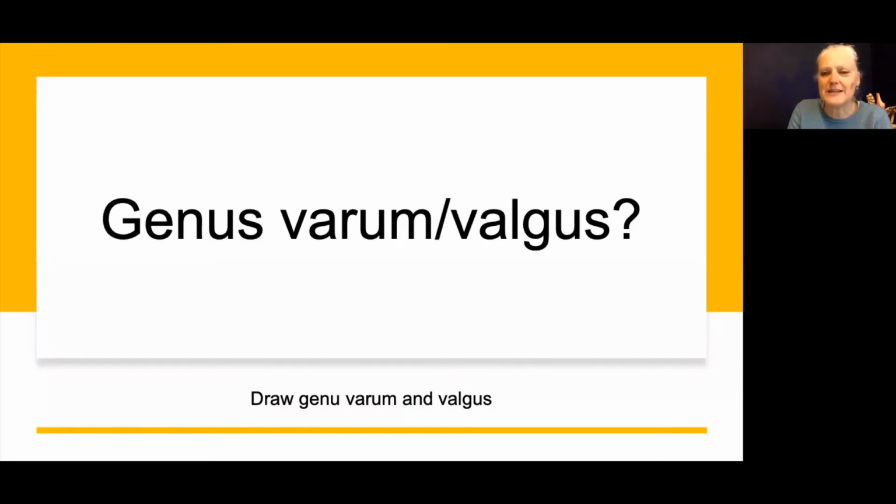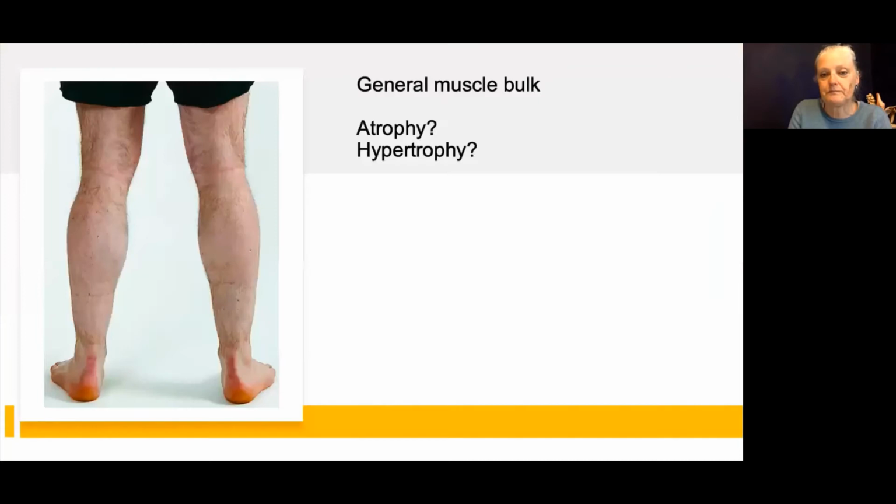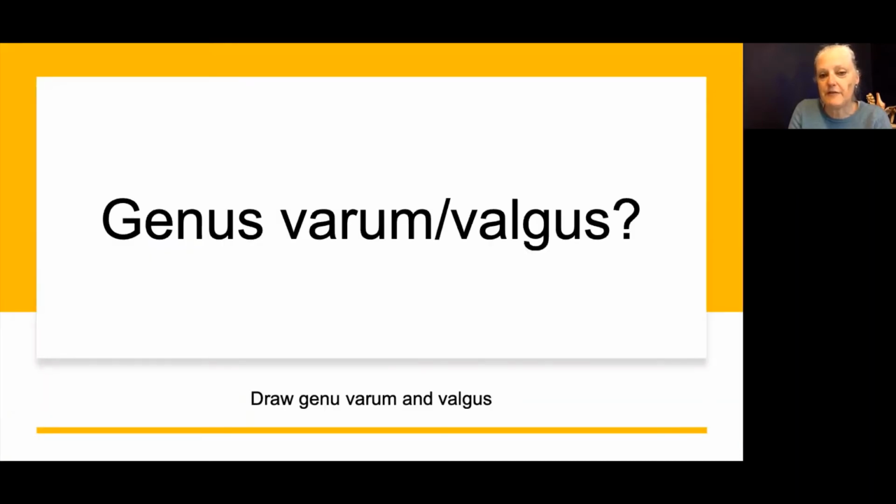Does anyone remember space hoppers when we used to bump about on a space hopper when I was a girl? They were really exciting, sort of bright orange things. That makes your legs go in a genu varum posture. Genu valgus is knock-kneed. It's a posh word for the knock-knee posture. These are very, very common in osteoarthritis of the knee.